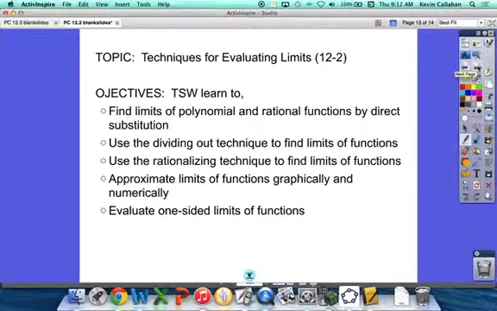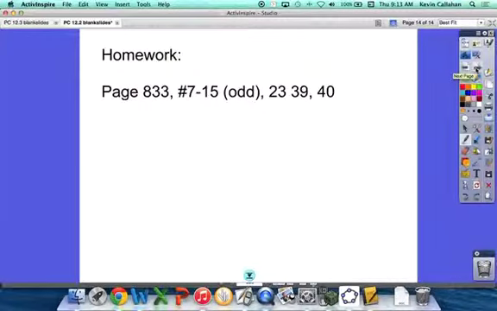So that's the first lesson. We did direct substitution, we did the dividing out technique, the rationalizing technique, graphically. When they say graphically and numerically, we went to the table of values. And then the one-sided limit. And that is the homework, which you need to work on now.